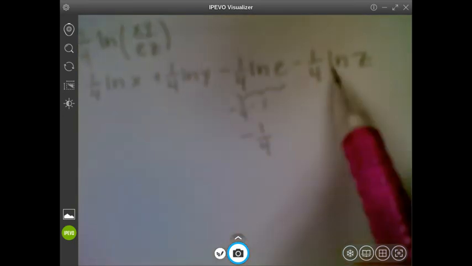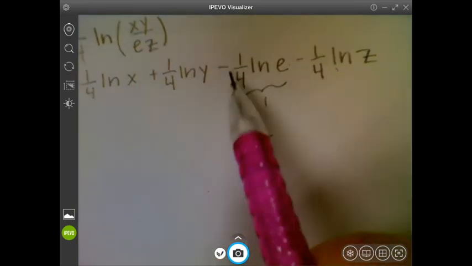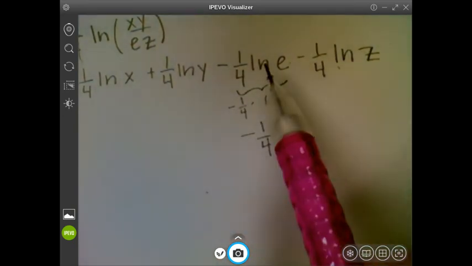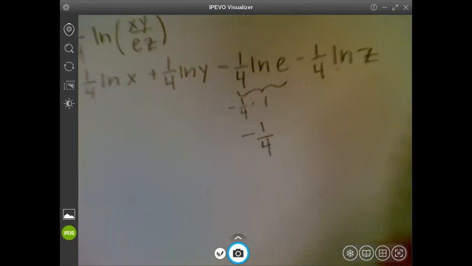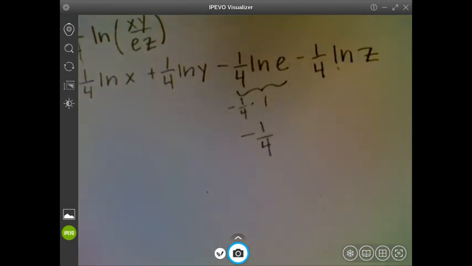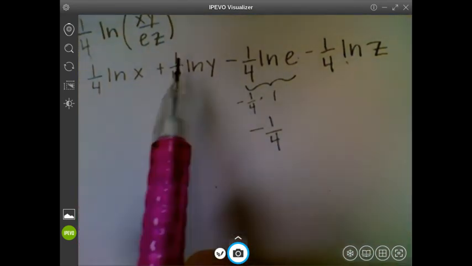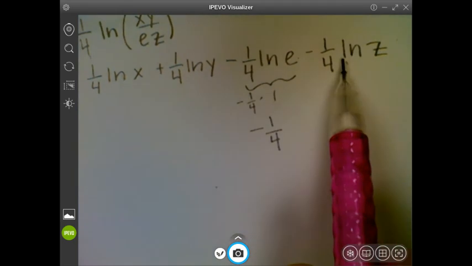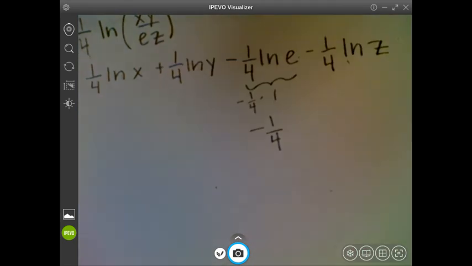So everything else will stay exactly the same, but this term right here will become just a negative 1/4 because the ln of e was just equal to 1. So I'm not going to rewrite it. It's just this plus this minus 1/4 minus this.